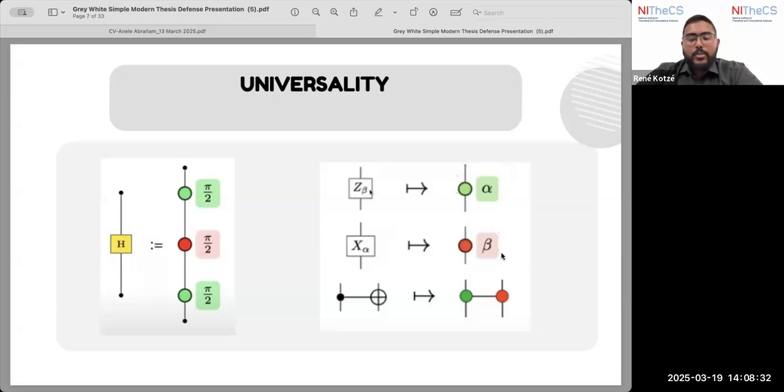Okay, so ZX calculus is universal because we can convert any quantum circuit into a ZX diagram. However, it's also complete. Any equality you can prove about linear maps in the category of Hilbert spaces with linear maps, you can prove using ZX calculus rules. And that was a major result that was proved in 2019, if I'm not mistaken.